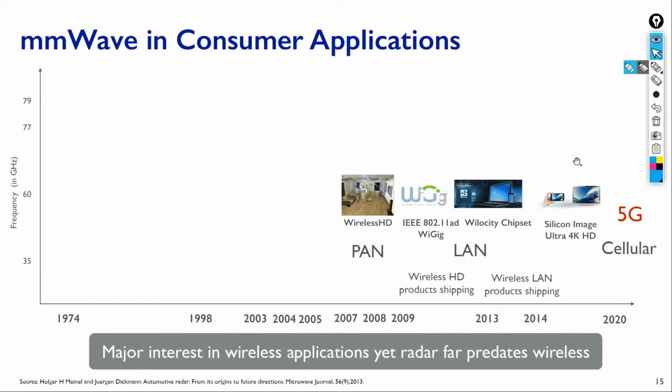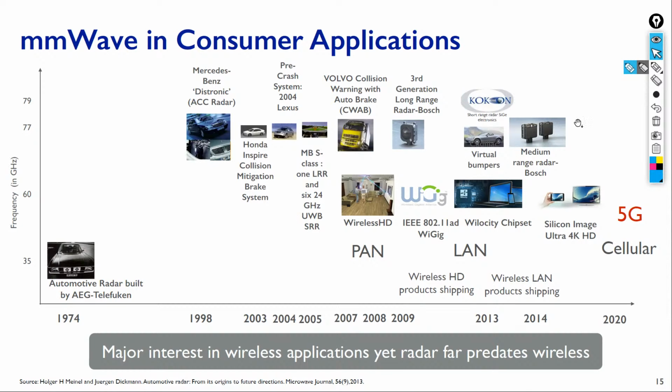So what else do we have? Major interest in wireless application, yet radar. Even, I told you the gigahertz bands 26 and 30, they are used for TV communication, but also there is a range of frequencies that has been used for radar communication, for car communication.